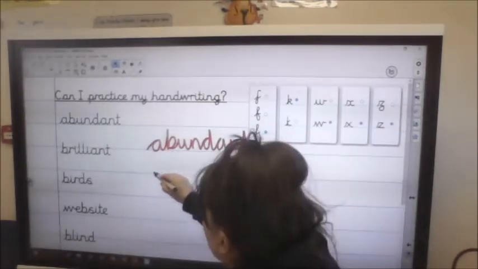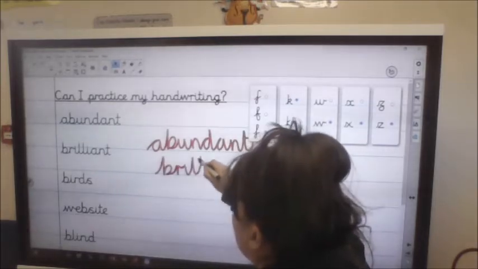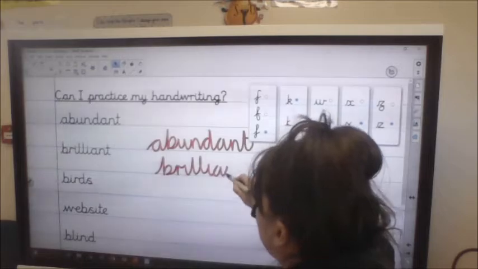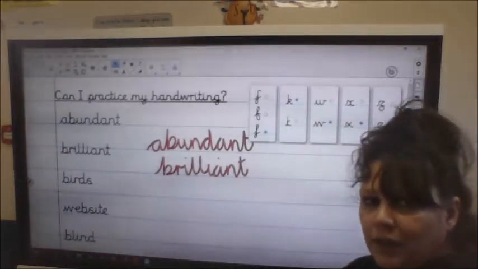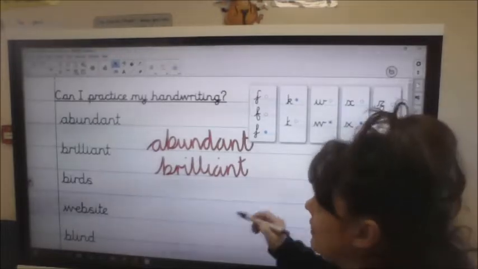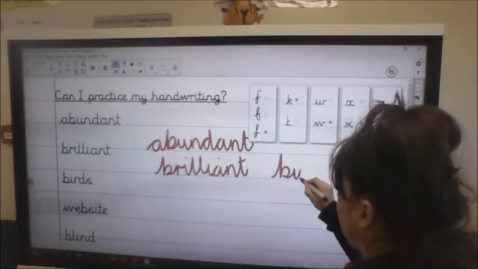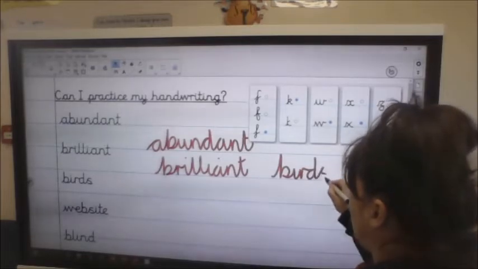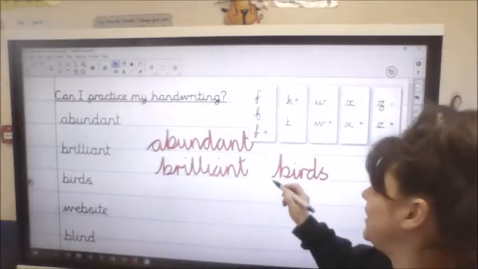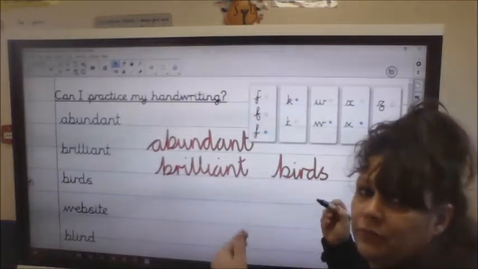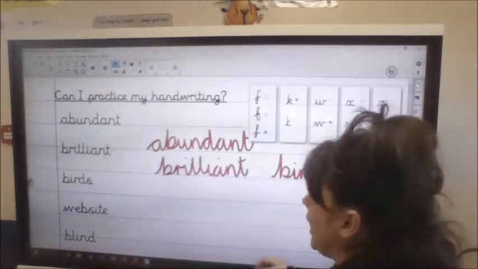Next one. Brilliant. So we're going to go B-R-I-L-L-I-N-T. Okay, brilliant. Then we've got bird, so we lead into the B. Remember the R joins at the top, and we try and get our S the same height as the other lowercase letters.